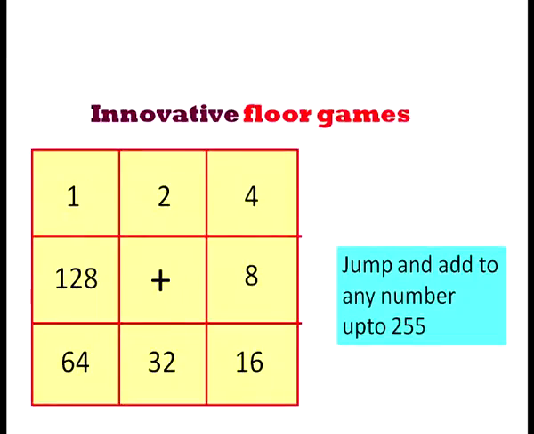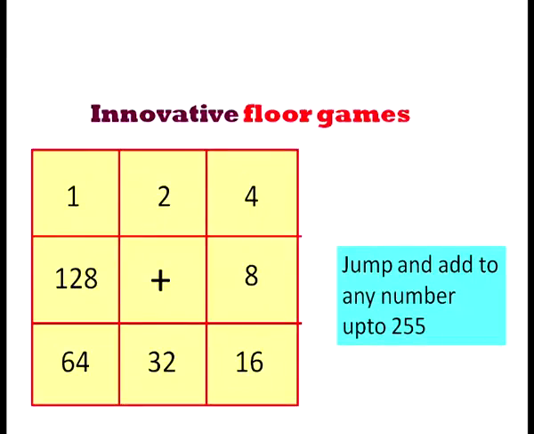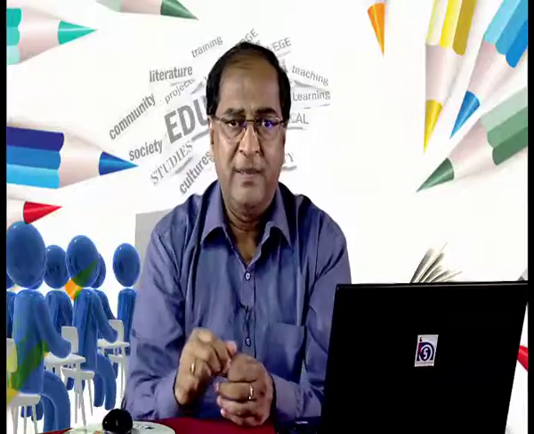You can have innovative floor games like this one, where you write on the floor a 3 into 3 size square pattern and write in them 1, 2, 4, 8, 16, 32, 64 and 128. Then children are asked to jump to any number and add it to any number, maybe up to 255. You can tell them to find out 100 out of it or find out 155 out of it, and they will have to jump and play with it. This can be done, and different children can play together. One child can raise questions and the other can answer. And the beauty of this floor game is that it can be played even after the school is closed. And once the children have interest in it, they can start playing this.